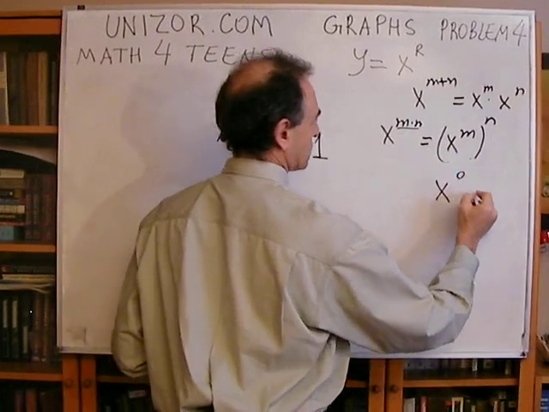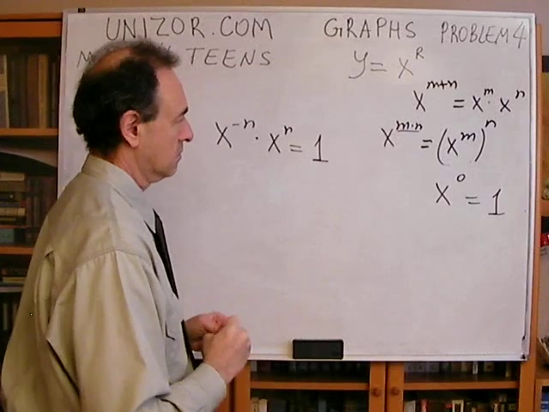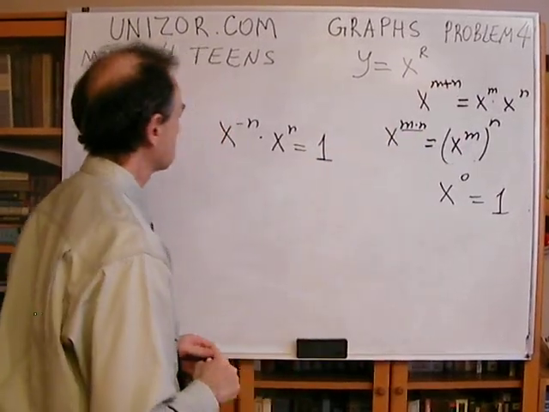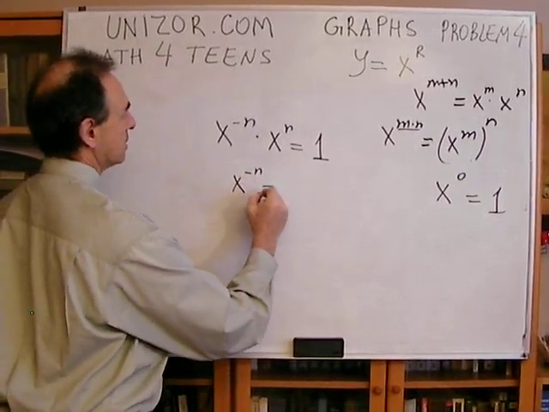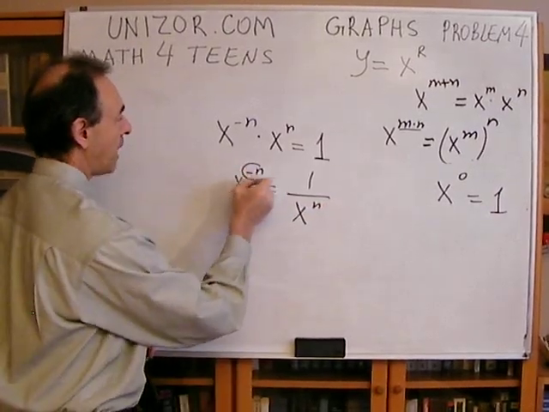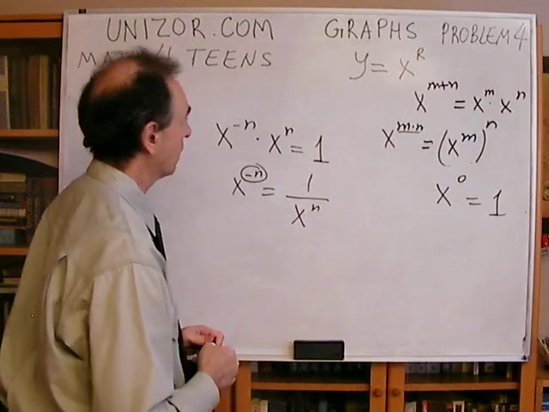X to the power of 0 is equal to 1. Always, by definition, again, to retain these particular qualities. So, what follows from here? That x to the power of minus n is equal to 1 over x to the n. Again, that's the definition of the power with a negative number.